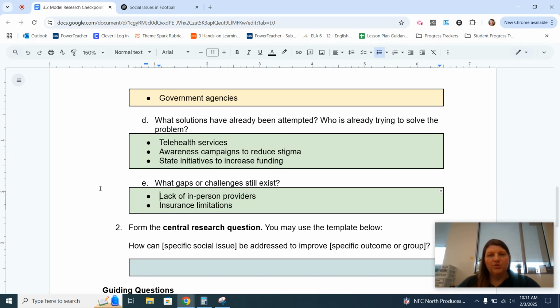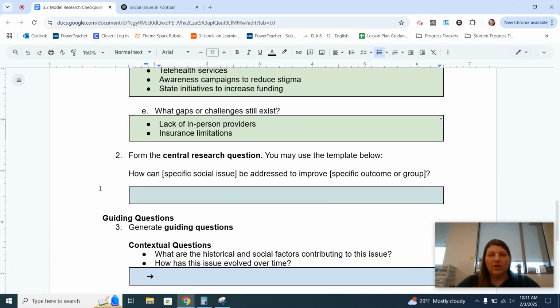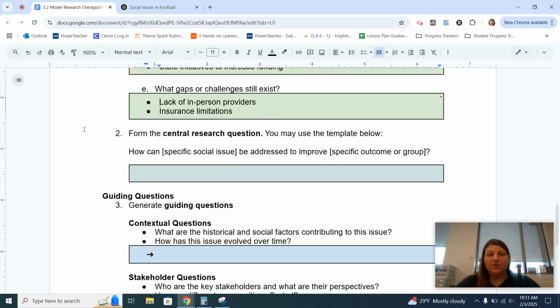Even with these solutions in place, what are some gaps or challenges that still exist? So like I mentioned before, the lack of in-person providers. My child prefers to see doctors in person, see therapists in person, and there are just not enough people that have appointments available. And then insurance limitations. So even with the providers who are available, there are only like so many therapy appointments that my child can go to before insurance won't cover it anymore.